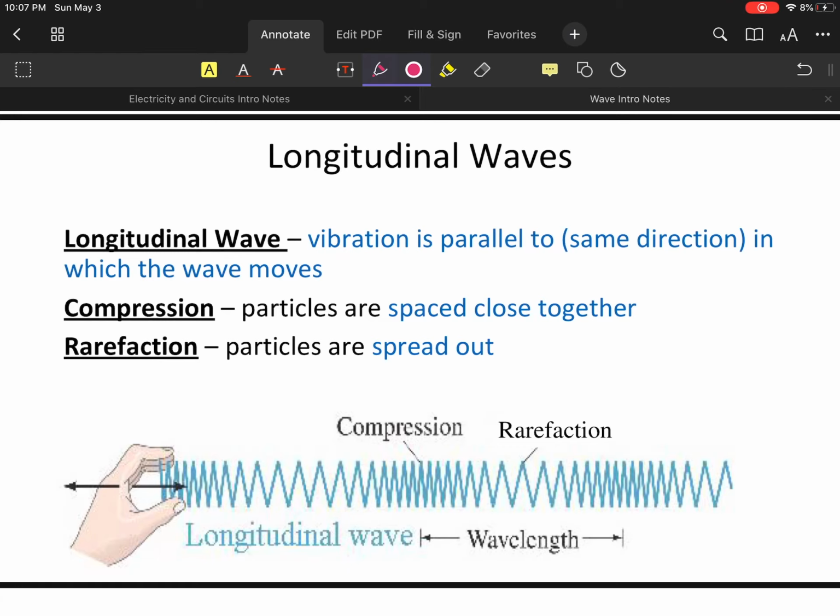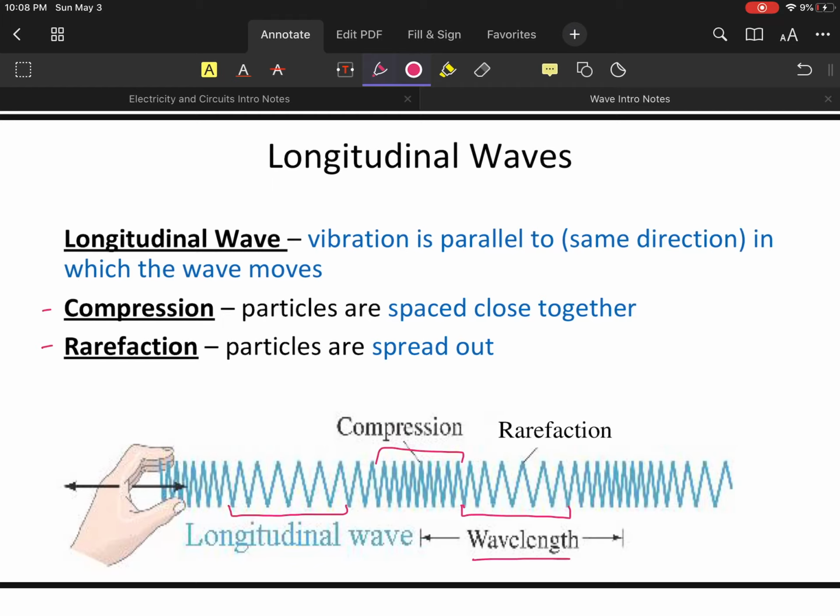Okay, there's two parts of the wave that we need to make sure we know. The first is the compression. So that's this area here where you can see the wave is compressed. And then we have a rarefaction in these areas where we're not compressed, okay, where we're spaced out a little bit. So make sure you know those two things.